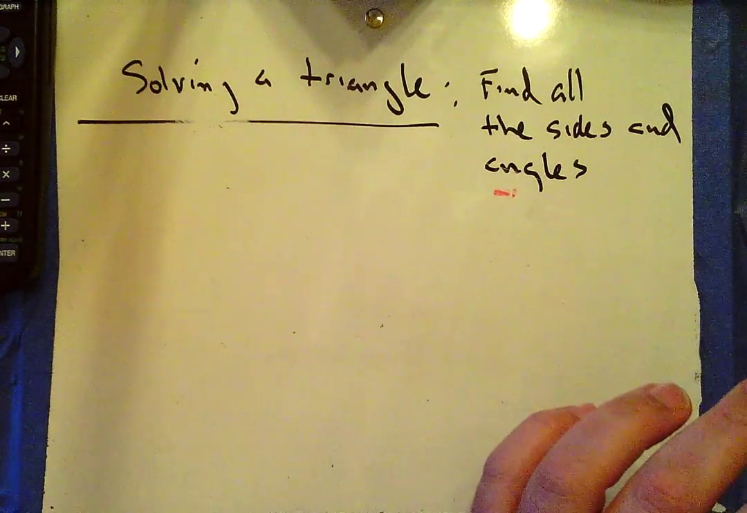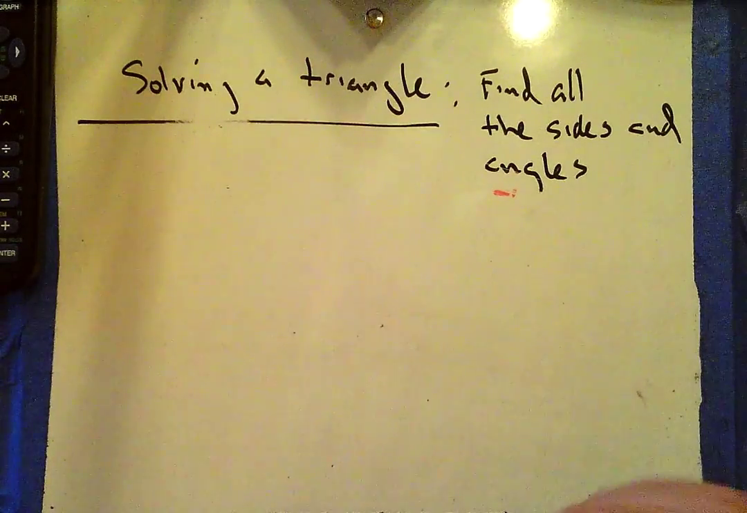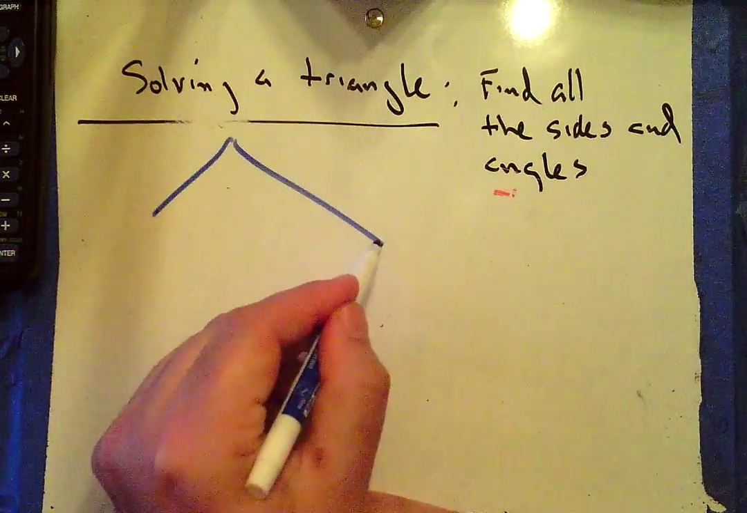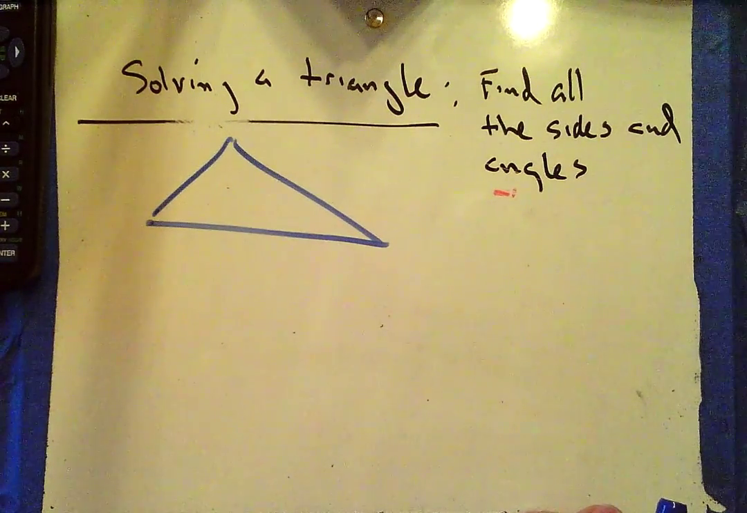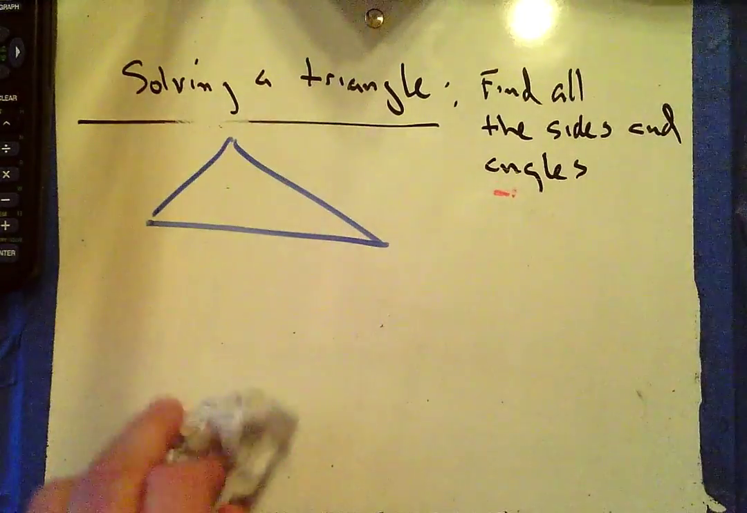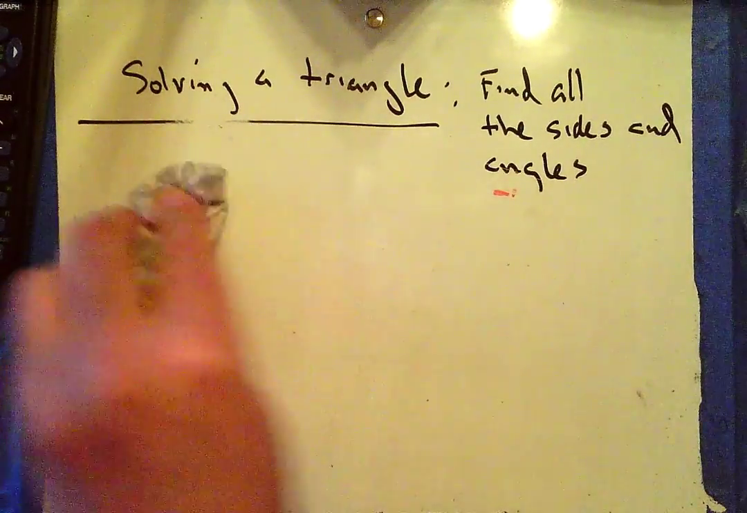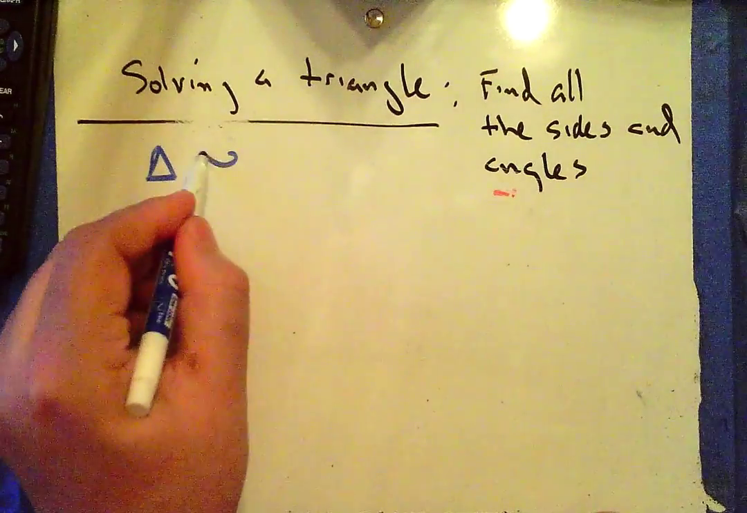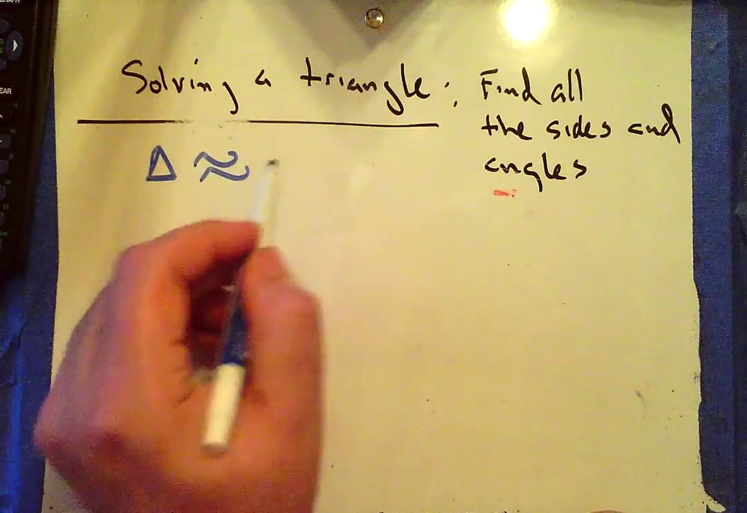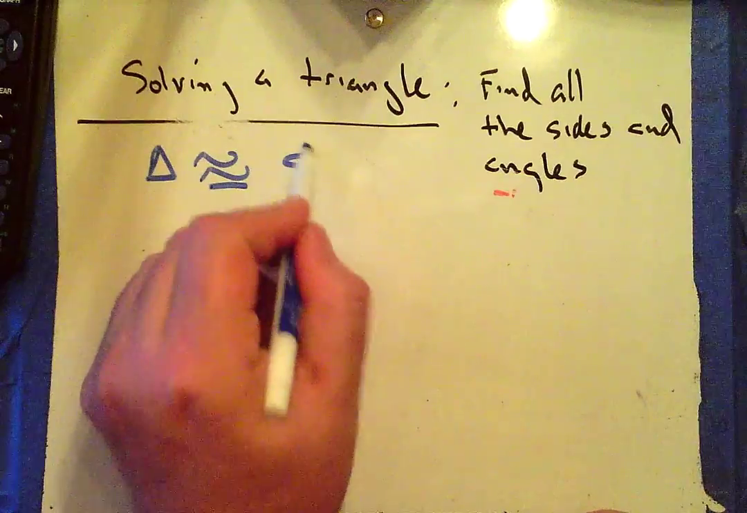Okay. But while it's great that we could solve a right triangle given two pieces of information in addition to it being a right triangle, what happens when we're given a non-right triangle? Well, this is different. And so I actually want to go back to geometry for a minute and talk about triangle congruence shortcuts.